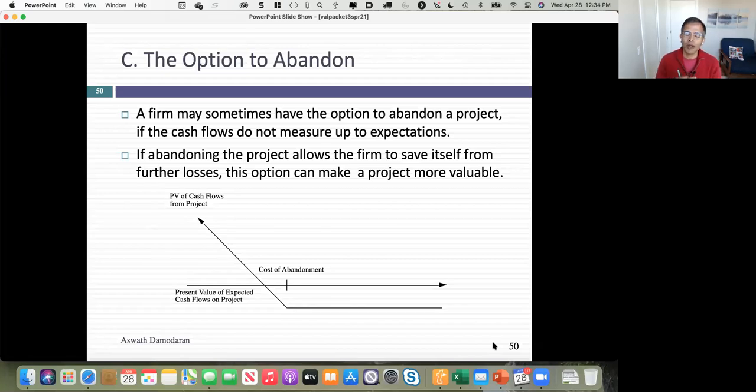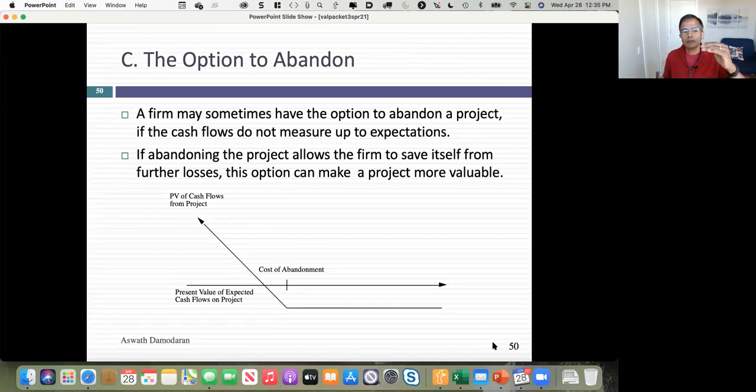And as I described it very early in this class, I said, it's nice to have the option to walk away from your mistakes, whether you're an individual or a business. And an option to abandon captures the value of being able to walk away from your mistakes. In fact, it's the only real option we're going to talk about, which is a put option. Every other option in the real options component is a call option, patents, undeveloped reserves. But the option to abandon is a put option. Let me explain what makes it a put option.